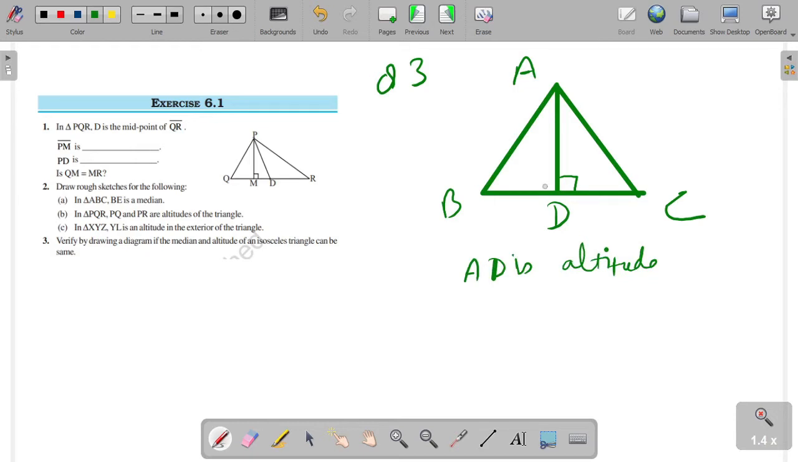Number 2, as BD is the midpoint, D is the midpoint. So we can say AD is also a median. This is about question number 3. Now we move to exercise 6.2.